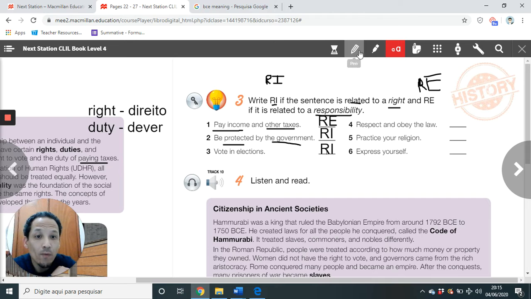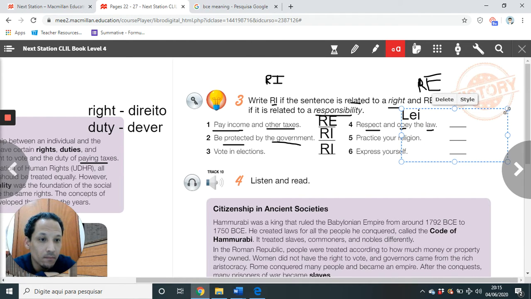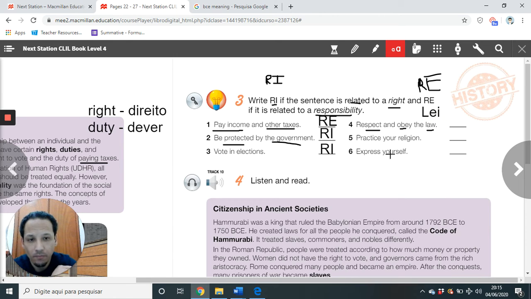Okay, thank you. Respect and obey. Obey, gente, significa obedecer. Respect and obey the law. Law significa lei. Law in Portuguese is lei. Okay. So respect and obey the law. Respeitar e obedecer a lei. Is it a right or a responsibility? Responsibility, okay. No, respeitar, obedecer, obey, come on. It's a responsibility. All right. Okay, what about number five?